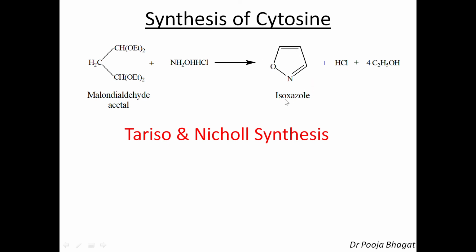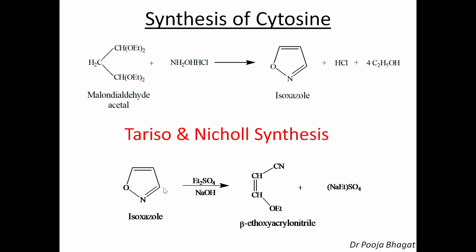And you will get this compound isoxazole. And then when you treat it with diethyl sulfate in presence of sodium hydroxide, there is a cleavage of this molecule, and you get this compound. How to write down the structure? How to name the compound, rather?